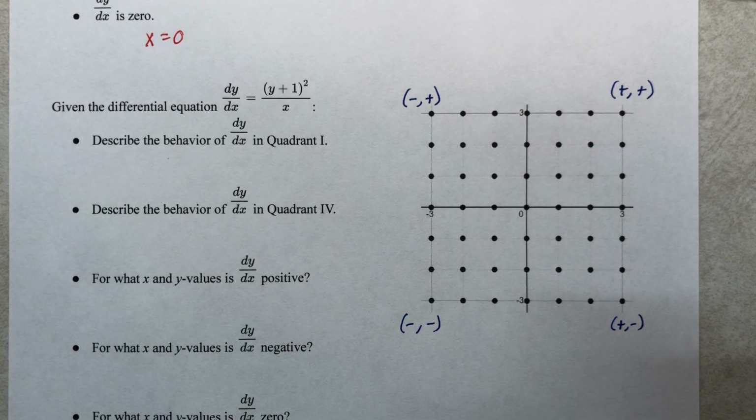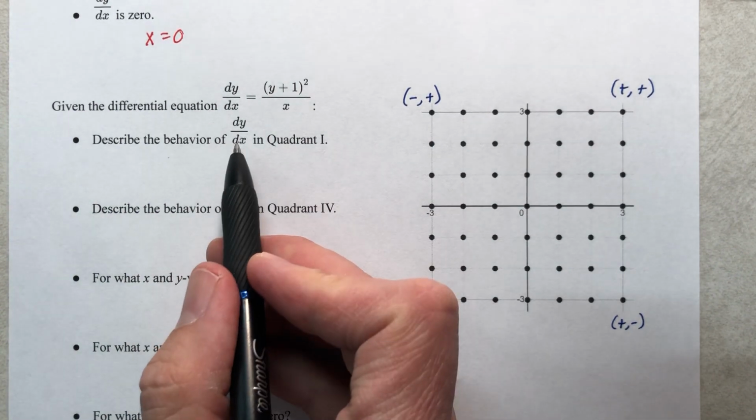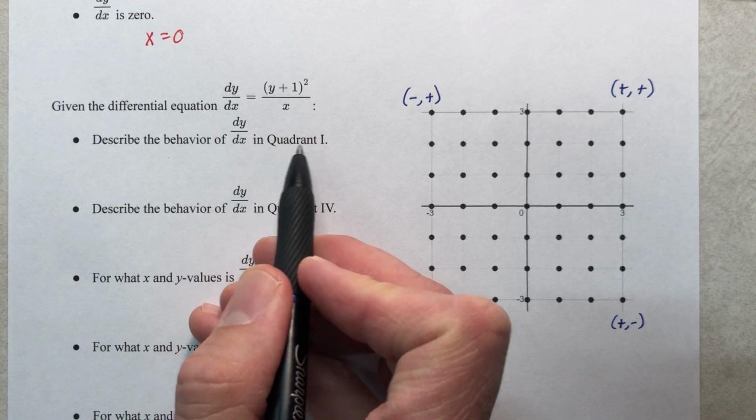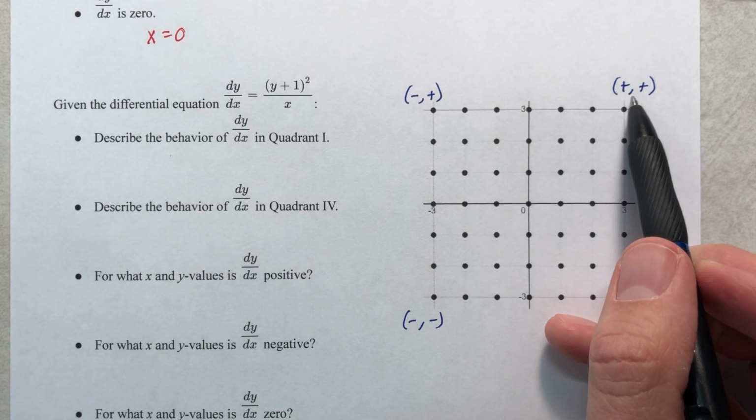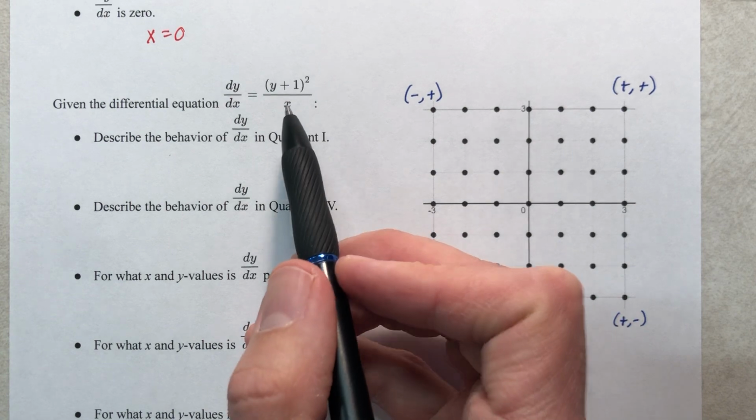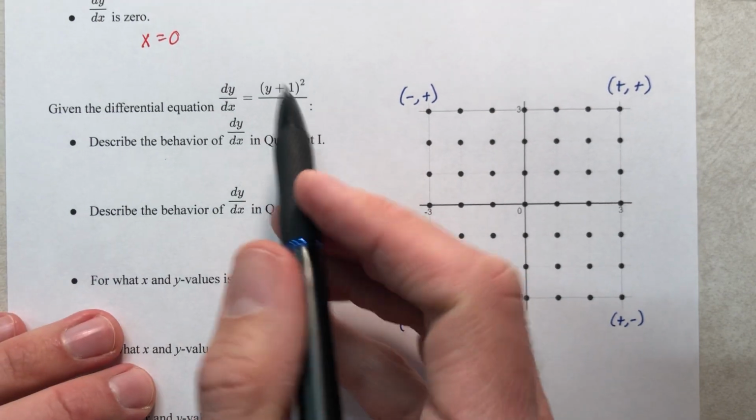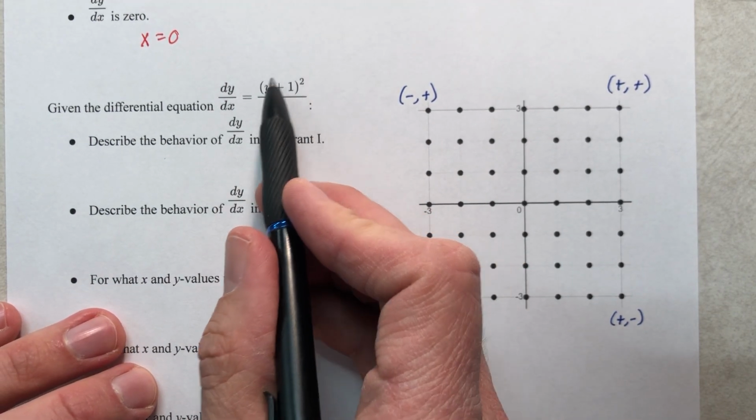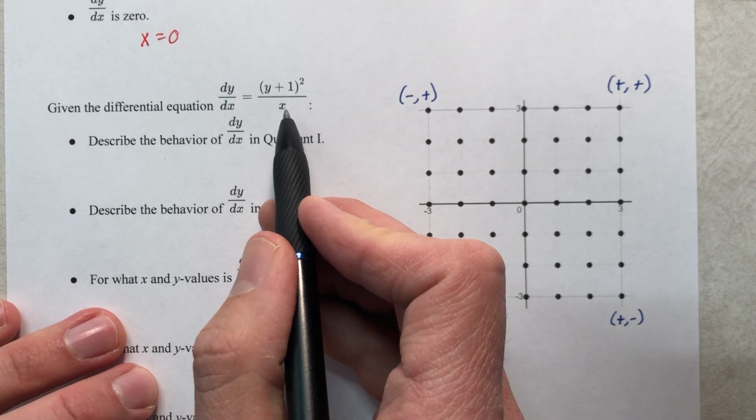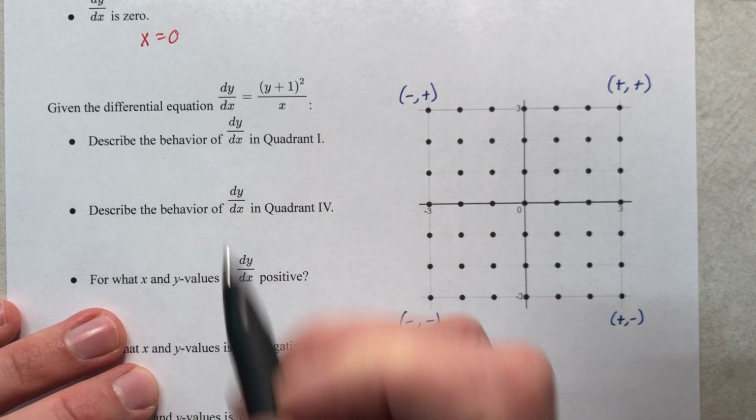There we go. So we want to describe the behavior of the slope in quadrant 1. So y is positive and x is positive. X and y are both positive. So if I have a positive plus 1 squared, I have a positive divided by a positive. I'm going to get a positive.